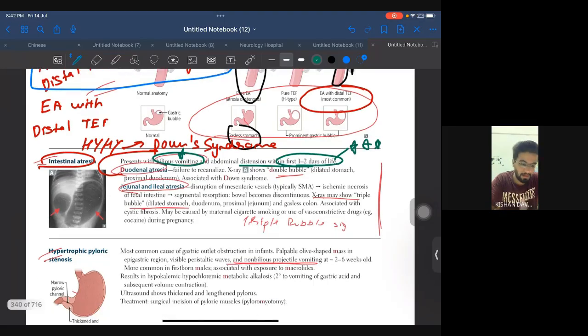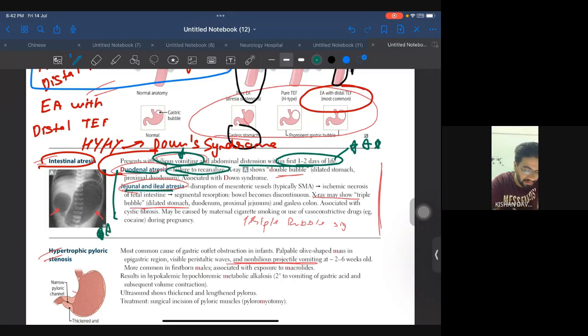And next one. Let's see the two types of atresia: duodenal atresia, and jejunal and ileal atresia. Most commonly, they will ask you about duodenal atresia. Let's see the mechanism: failure to recanalize. X-ray shows the double bubble sign. Double bubble. And it is associated with Down syndrome. So all these 3 points are very, very important. You should keep this in mind.